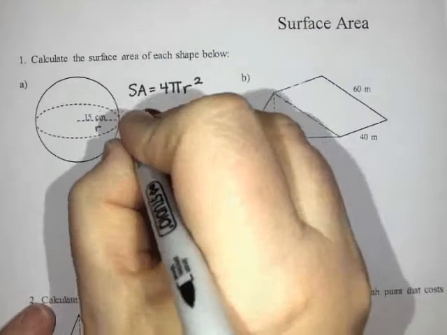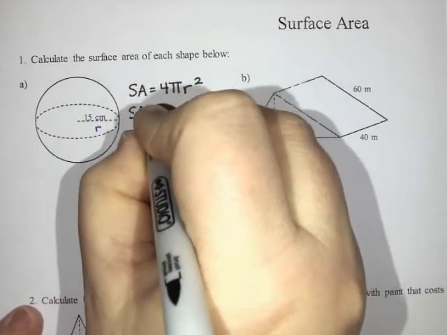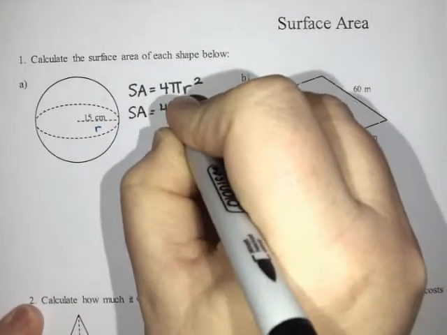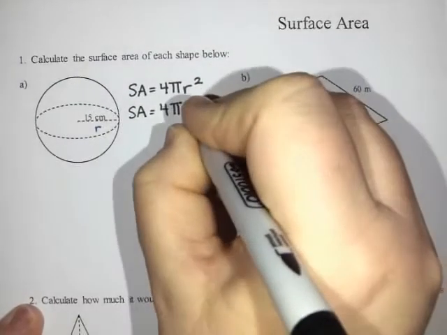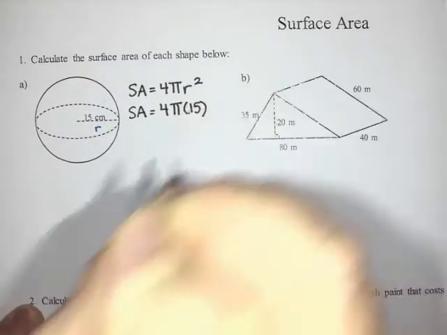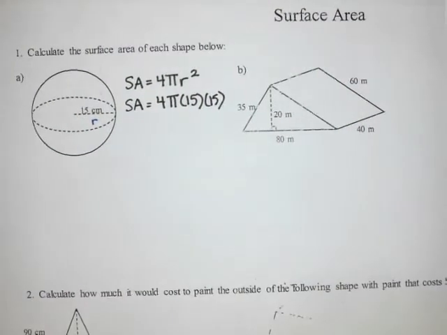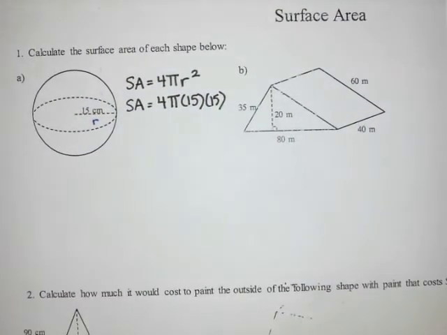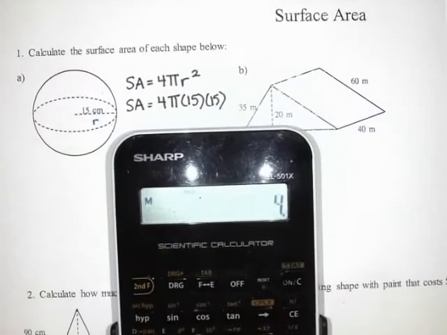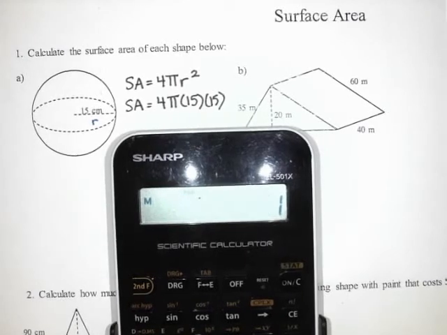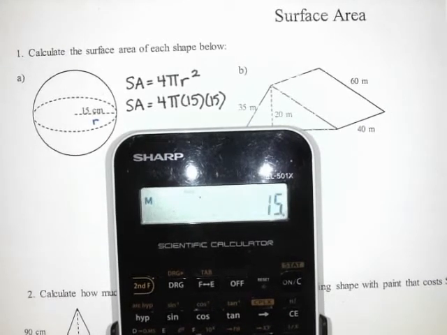Okay, so that means 4 times pi. I'm going to use the pi button on my calculator. And then the radius is 15. When I square something, I multiply it by itself, so it is 15 times 15. So I'm going to use my calculator. 4 times pi. If you do not have a pi button, you want to use 3.14159. And then that is times 15 and 15.